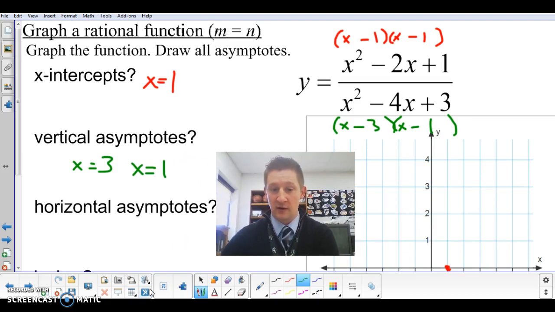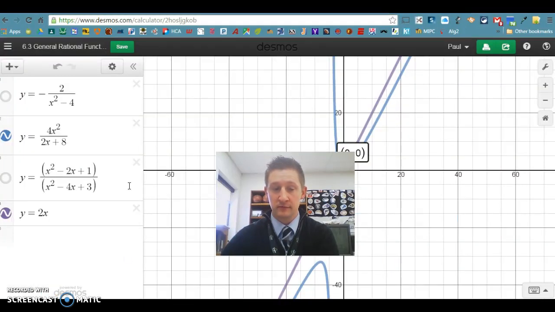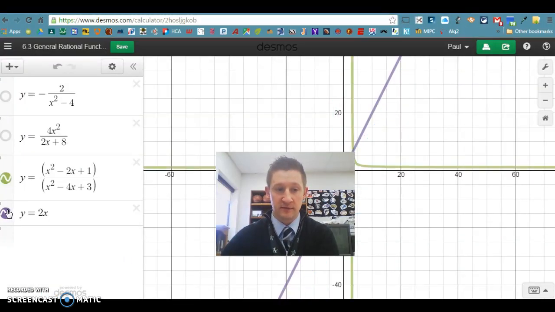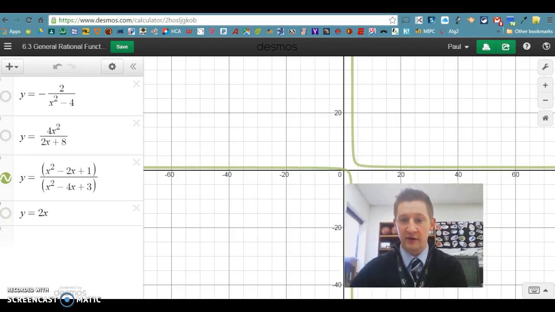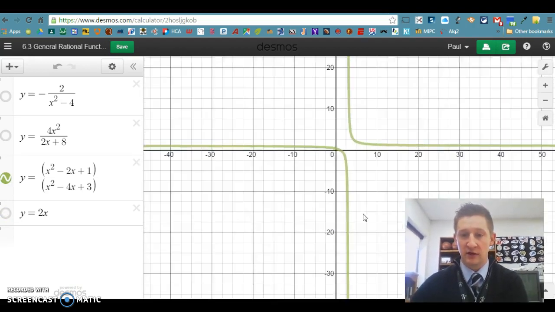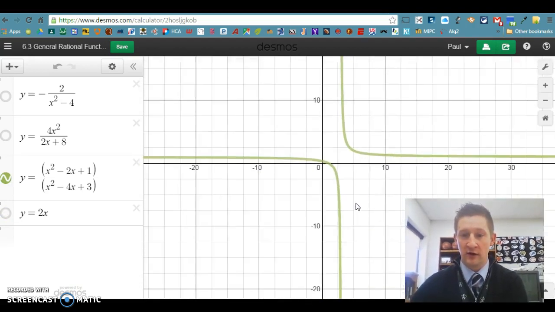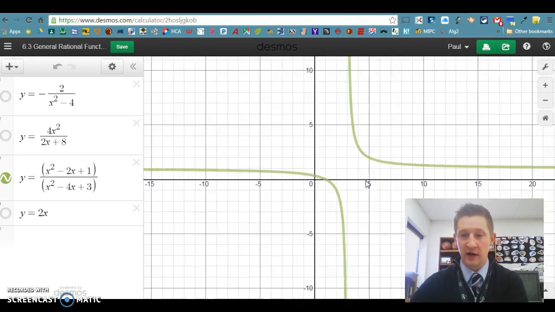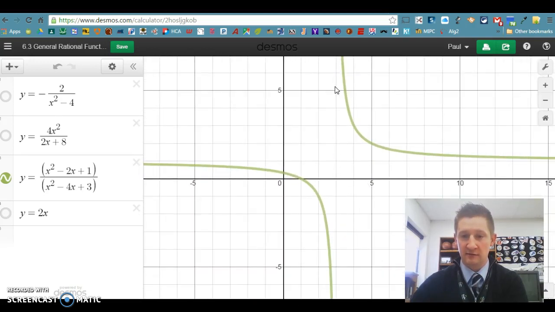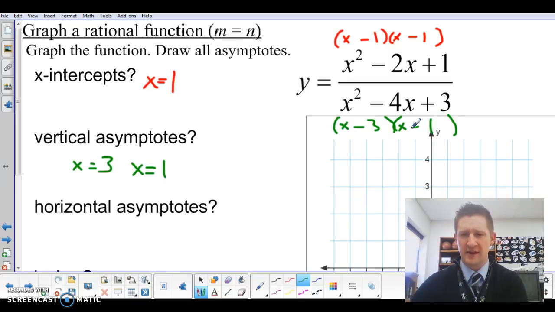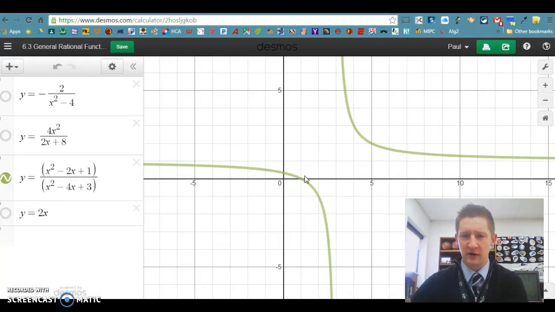Now I'm going to show you the graph here in Desmos. Here I've got the graph in green. Notice that it seems to be only one vertical asymptote. That vertical asymptote looks like it's at 3. Now, based on our work in our equation, we think there'd be a vertical asymptote at 1. But I don't see a vertical asymptote at 1. Instead, I see my curve being connected there.